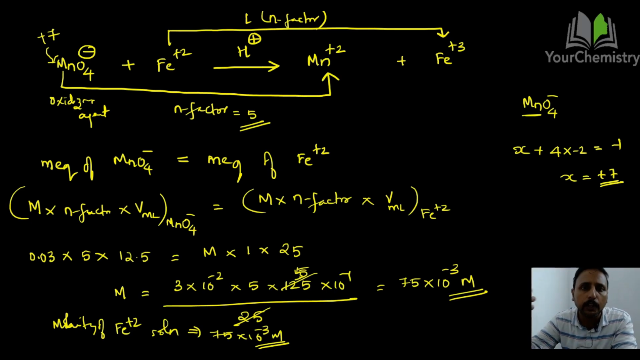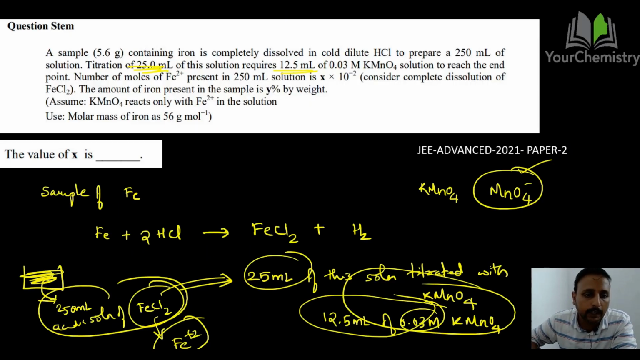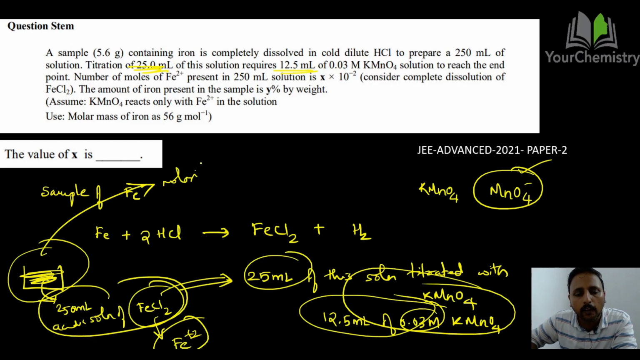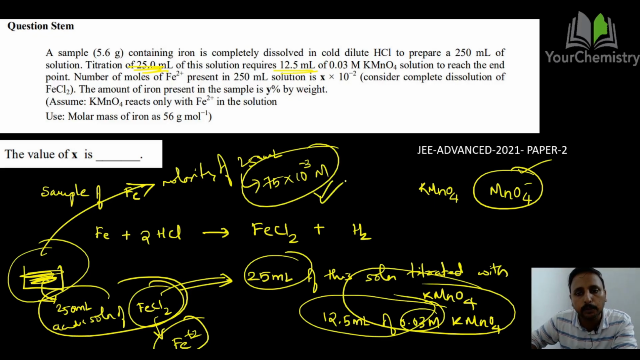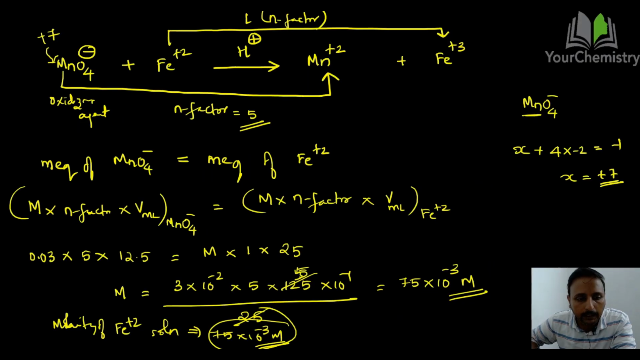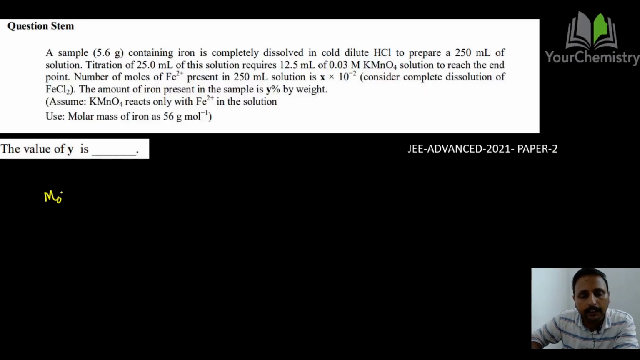Understanding? So my point is the molarity of the 250 ml solution, because we have a 250 ml solution in the beginning. The molarity of this 250 ml solution will also be how much? 75 into 10 raised to, what is the value we got, 10 raised to minus 3 molar will be the value of that. Able to understand? So I will just write that. What is the conclusion? The molarity of the 250 ml Fe +2 solution is how much?